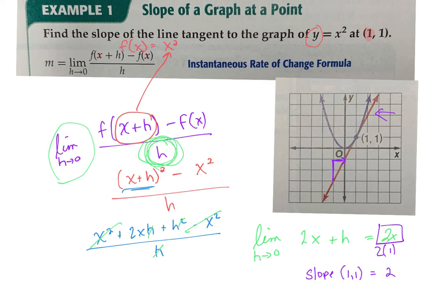And you can see that here. If I were to do a tangent line here at negative 2, you can see that it's going to be a negative 4 slope. See, here's my negative 2. There's my tangent line right there.